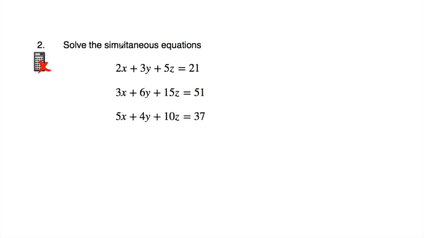So question number 2, we've been asked to solve the simultaneous equations 2x plus 3y plus 5z equals 21, 3x plus 6y plus 15z equals 51, and 5x plus 4y plus 10z equals 37. Okay, so let's label the equations. That's equation 1, that's equation 2, and that's equation 3. And let's have a look and see which variable we're going to eliminate.